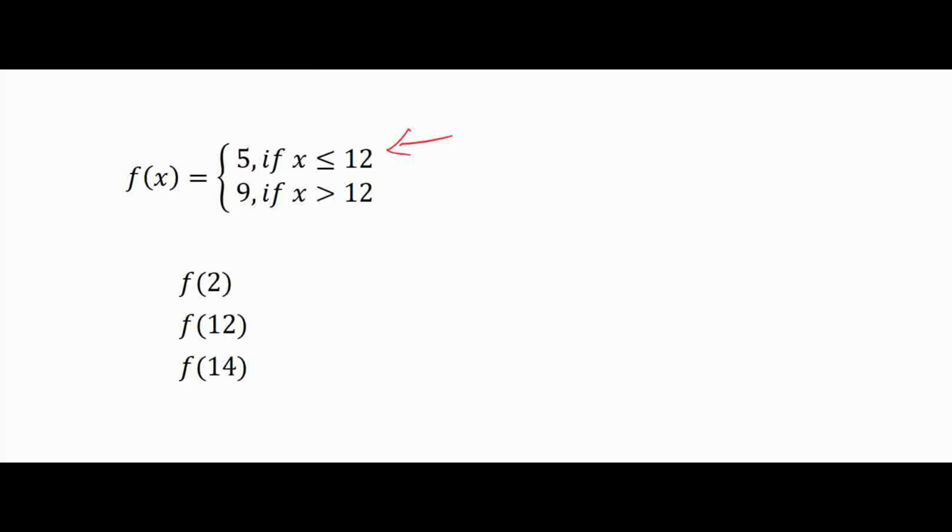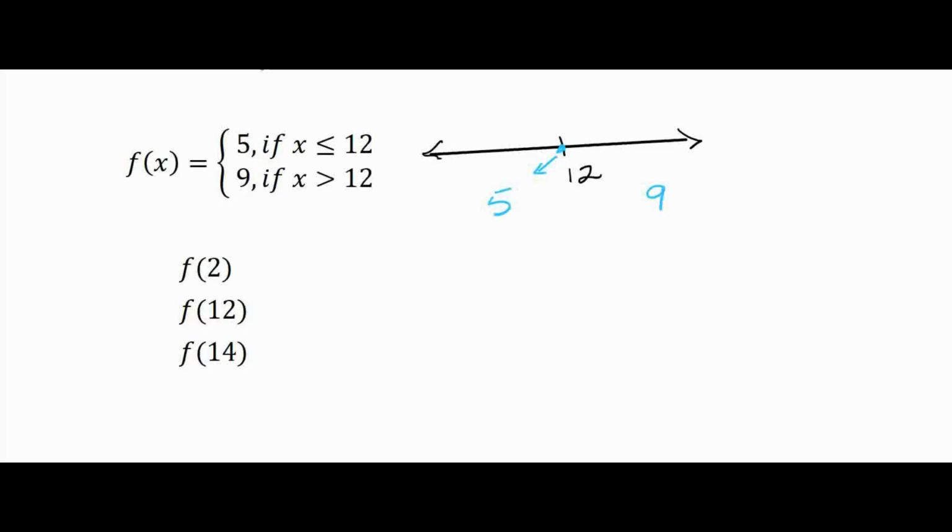So I'm going to do this problem similar to how I did the previous one. So here you can see, if I want to find f of 2, that's asking me how much does it cost for a child who is 2. Well, that's less than 12, so the cost is only going to be $5. If you're exactly 12 years old, it's going to cost $5. And if you're 14, it's going to cost you $9.